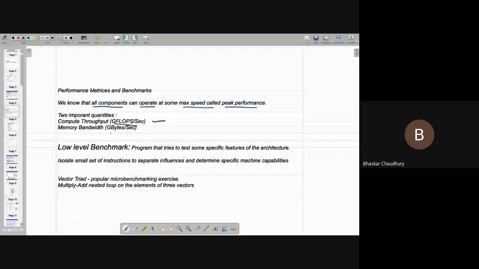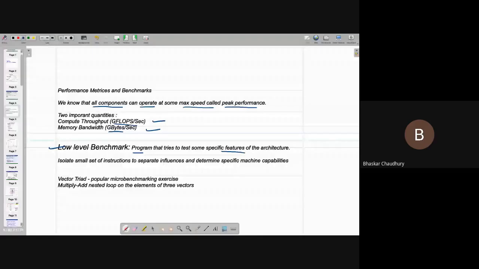So there are two important quantities which we typically use to measure performance. One is the compute throughput, which is measured in gigaflops per second, and the second is the memory bandwidth, in gigabytes per second. So today we are going to discuss a very important benchmark, which we call a low-level benchmark.